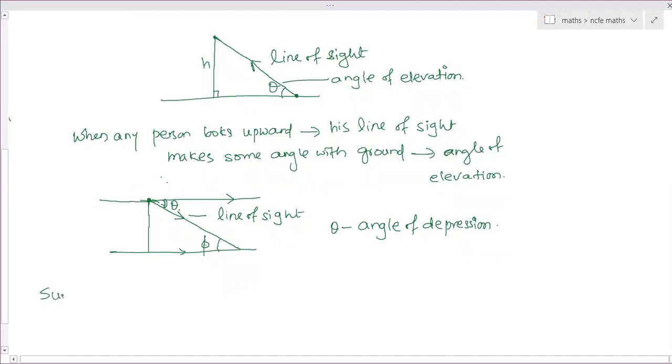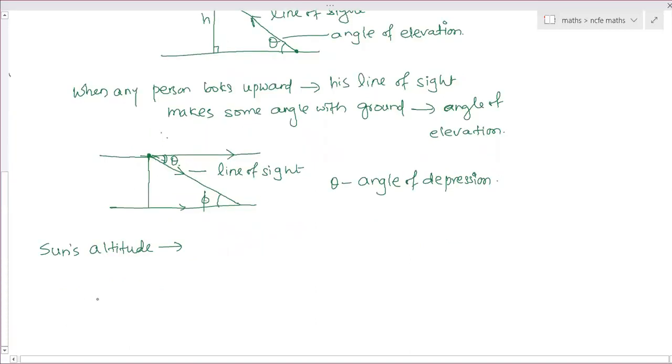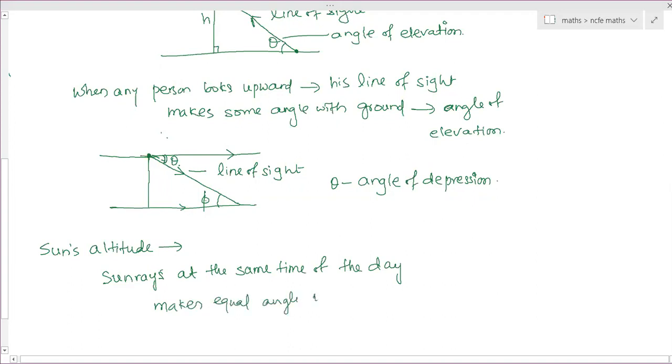What do you mean by sun's altitude? One thing about the sun's rays you need to know is that sun rays at the same time of the day make an equal angle with the ground.